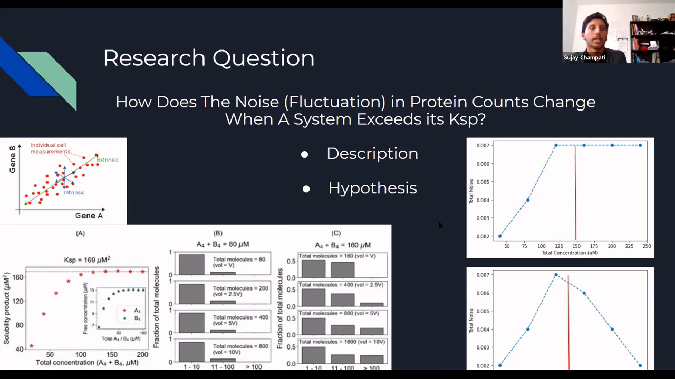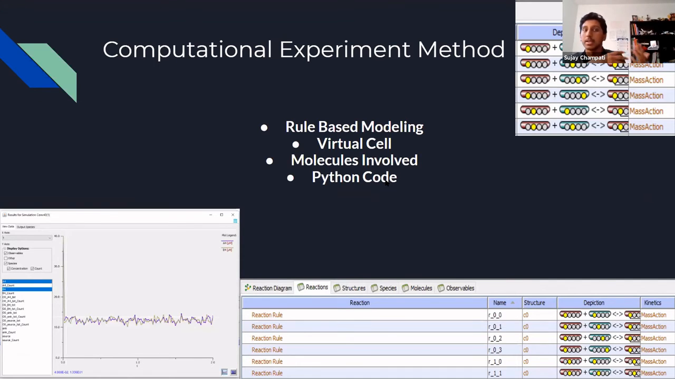Okay, so how did we go about actually doing an experiment, right? Because we didn't have access to a laboratory. So what we did, we used something called rule-based modeling. Using this environment called Virtual Cell, I put a bunch of rules into this environment that say, what is my reactant? In this case, my reactants are A4 and B4, because they're free floating. Now, what is my product? My product is a way in which A4 and B4 can interact.